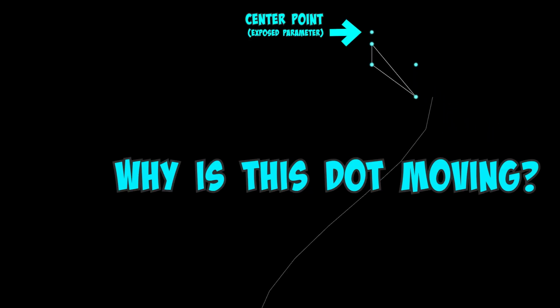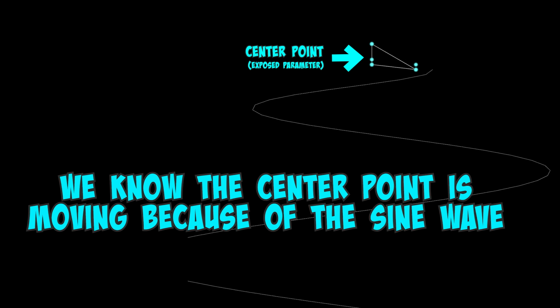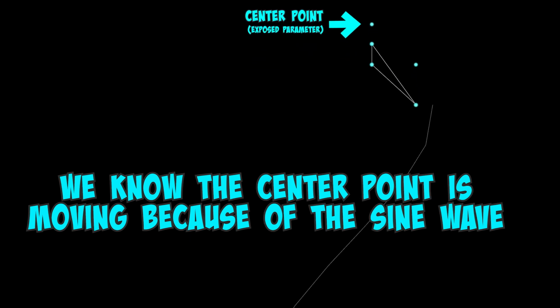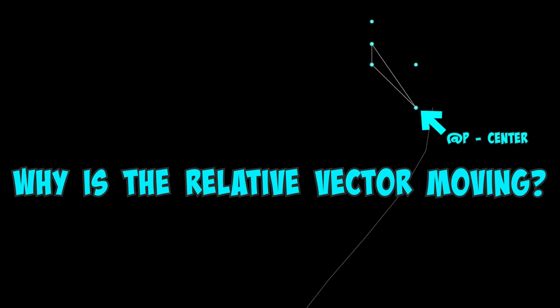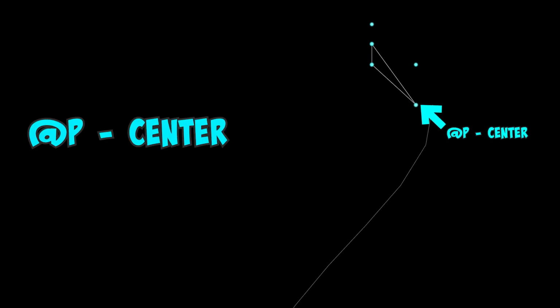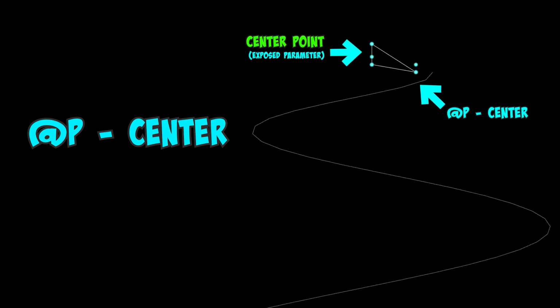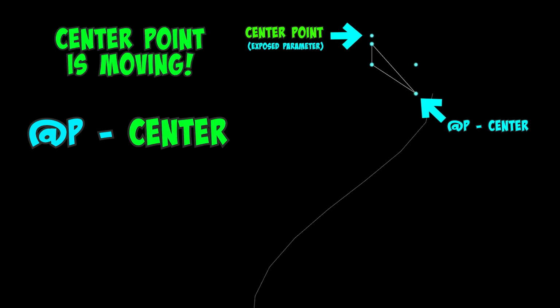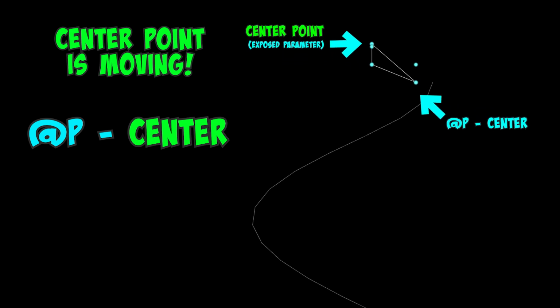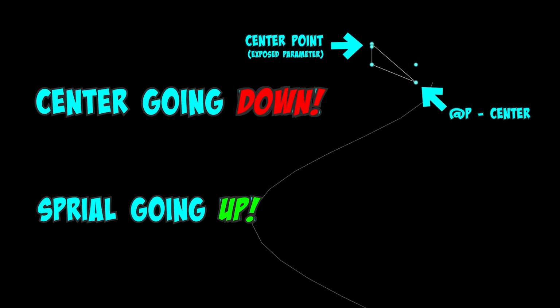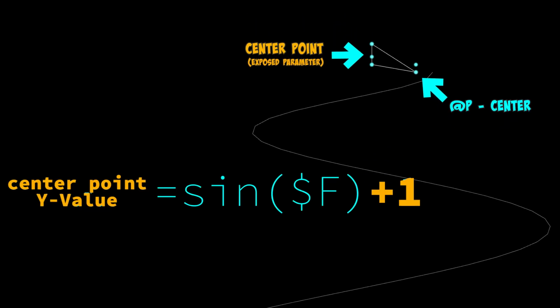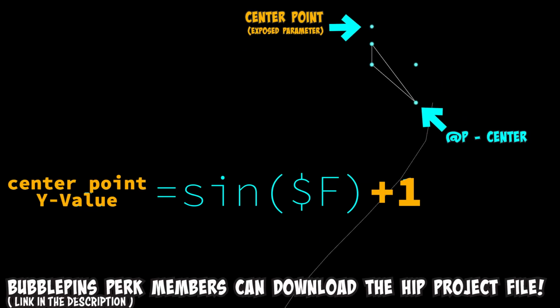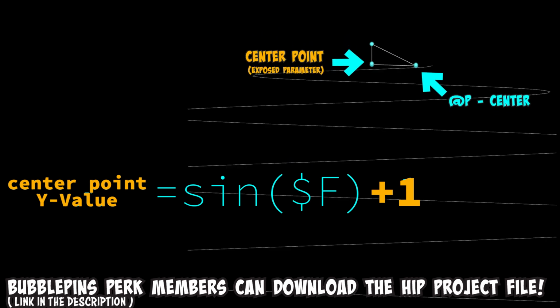Why is this moving? The center is moving because we put a keyframe sine wave animation on it. But why is this relative vector moving as well? The relative vector is calculated by subtracting center from @P, the @P minus center. So if the center changes, this relative vector changes too. And I hope you see when the center heads up, the spiral heads downwards. This is the reason why the +1 offset in our sine wave causes the opposite direction in our spring effect.